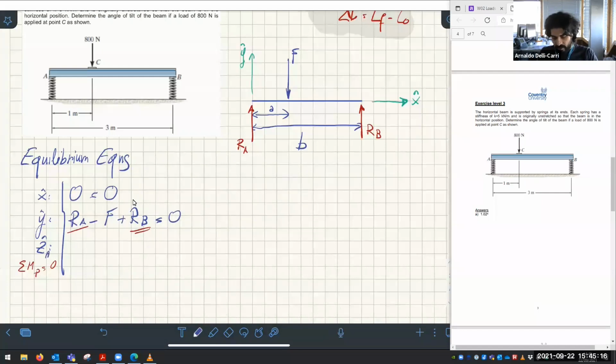If I take the moment about this point A, remember this is A, this is B, this is C, RA gives no moment about A because it's passing through A. So we only have to take care of the moment of F about A and the moment of RB about A. So how much is the moment of F about A? Remember, what is the moment of a force about a point?